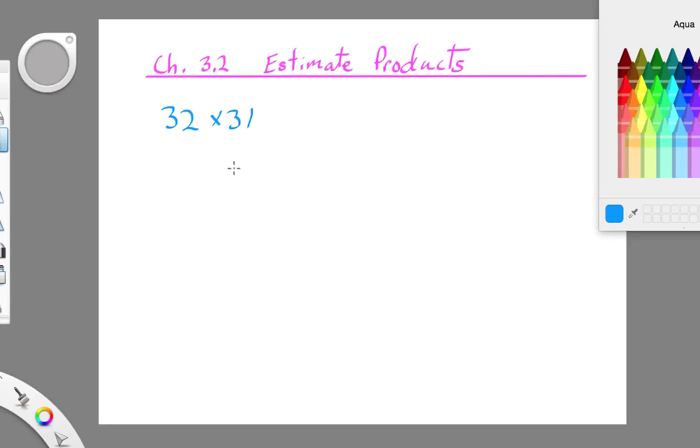And we're going to round each factor. So this is one method: to round each factor. So we're going to round 32 and we're going to round 31. 32 rounds down to 30, and 31 rounds down to 30. Step 2 is mental math, and we know what 3 times 3 is. 3 times 3 is 9.